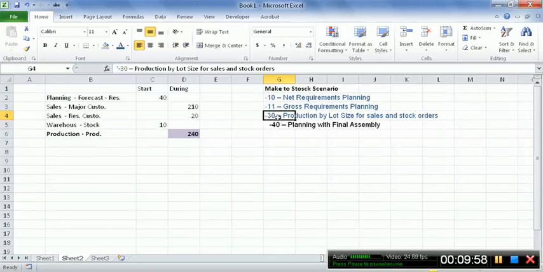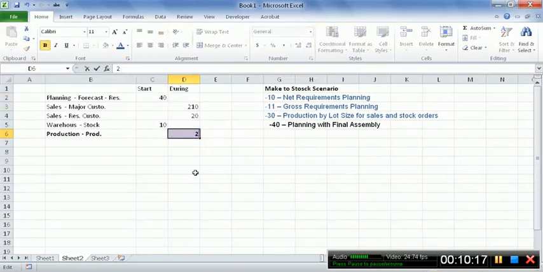Now, why do we label it as a lot size for sales and stock order? Remember, this is the stock order, because we have forecasted that this much will be sold to the residual customers. We need to manufacture it for stocking so that we can sell. And this is the sales order. So we combine them and make a lot of 250 or 240 according to net or gross requirement planning. Our lot size is actually the combination of the sales and the stock order. That's why we say planning strategy 30, production by lot size and sales orders.